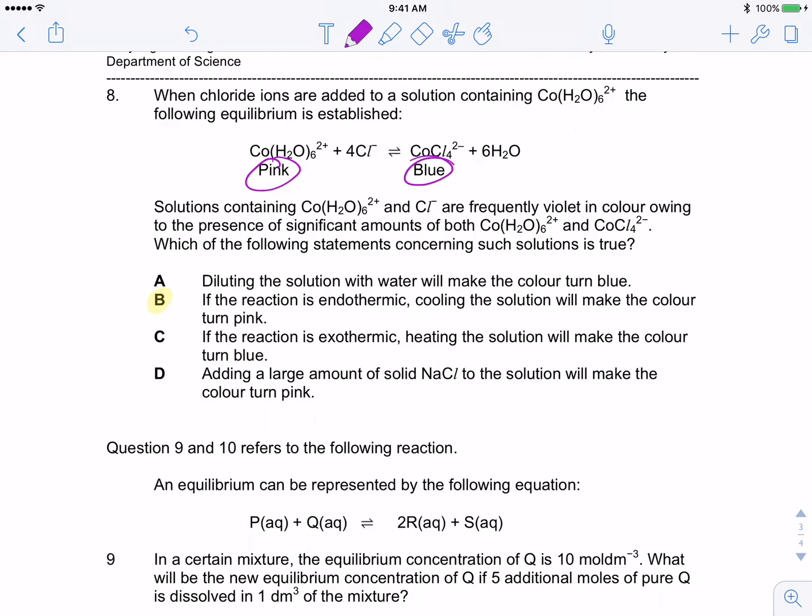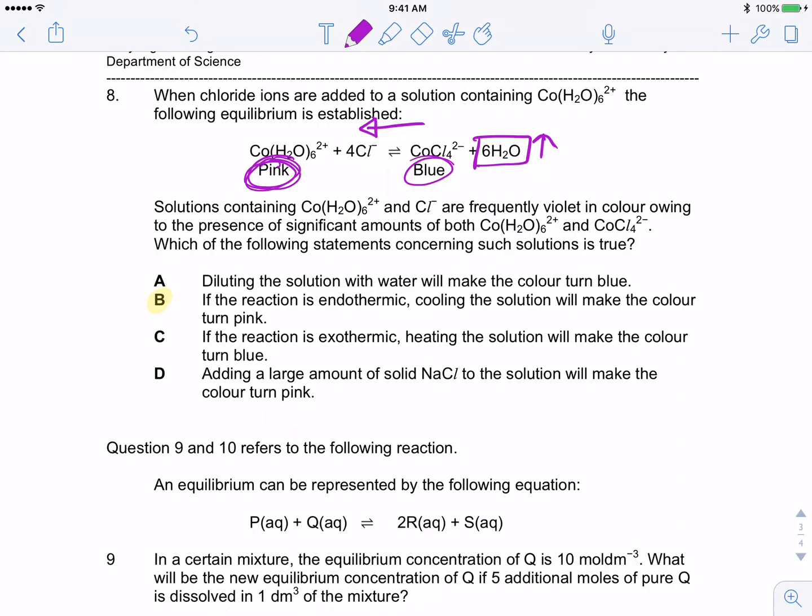A. Diluting the solution with water will make the solution turn blue. Now, if I add more water here, the concentration of water increases. To counteract this change, the system will try to use up the increase in water by favoring the backwards reaction. So instead of it turning blue, it should turn pink instead.